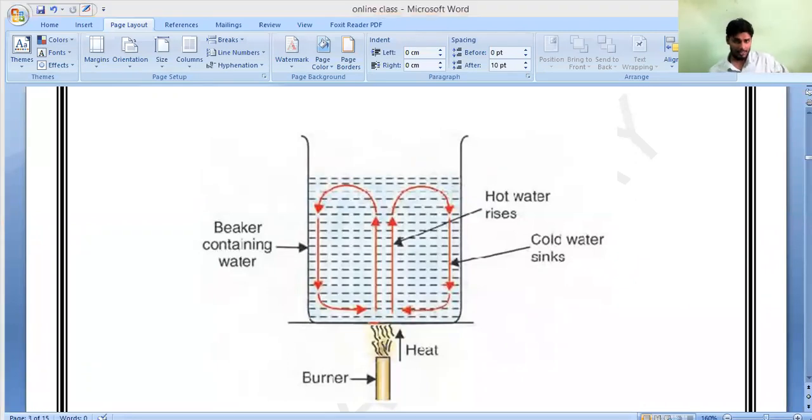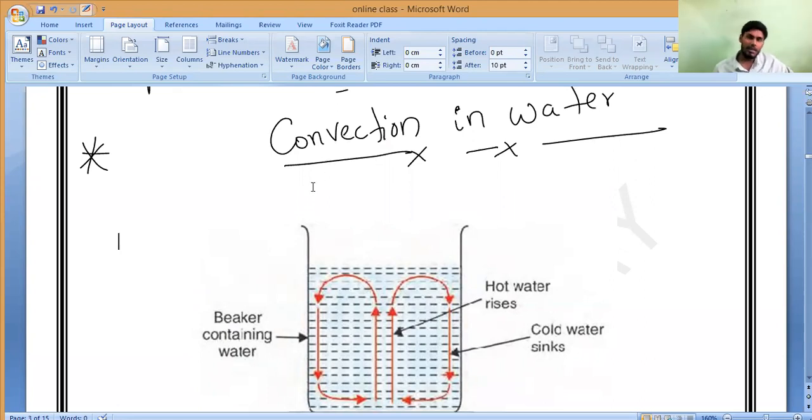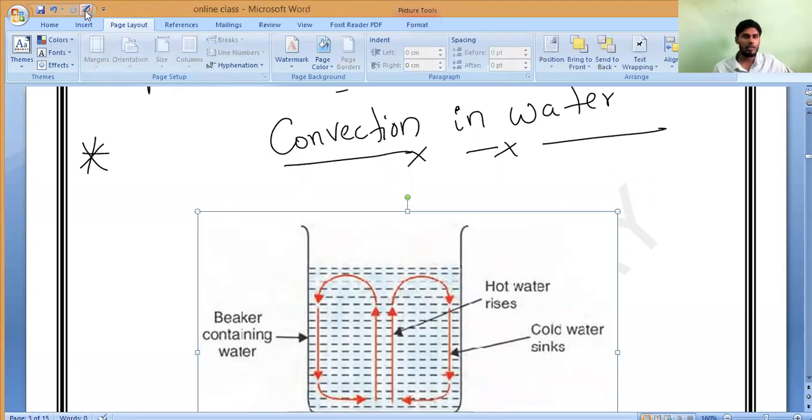As we know that water is a poor conductor of heat, so we cannot transfer the heat by conduction. So that is why water transfers heat by the process of what? By the process of convection. That is what you should remember.